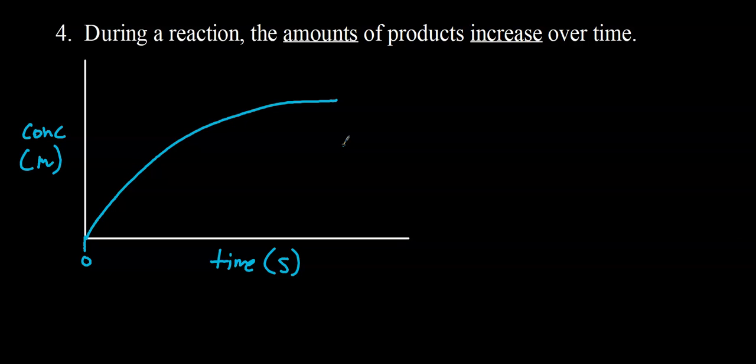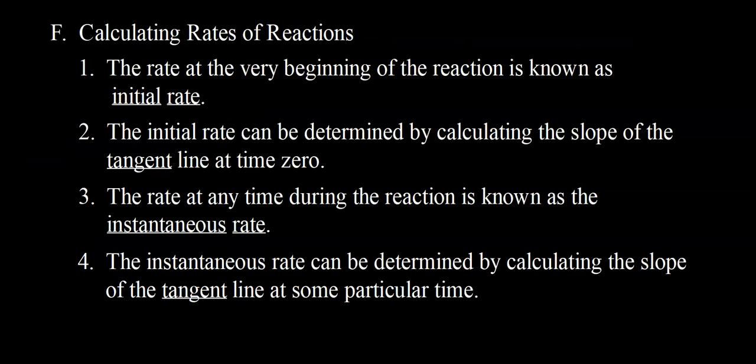At some point when the reaction is complete, you reach a maximum amount of that substance that forms. Now we can use these graphs to calculate the rates of some chemical reaction. Now there's two different ways we can do this.